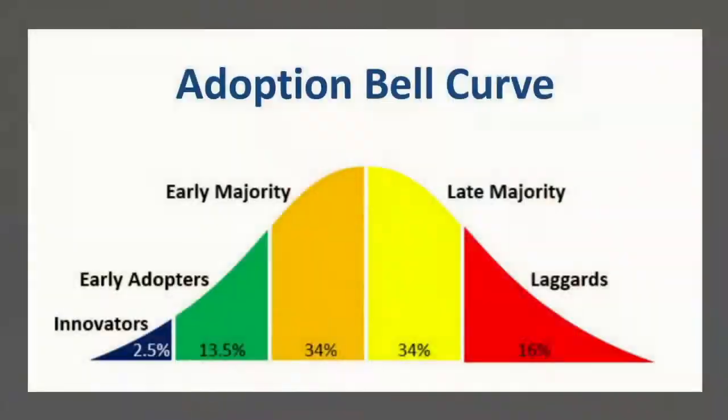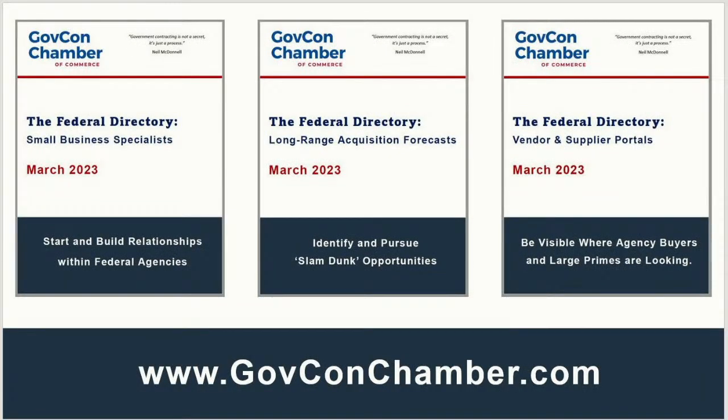One of the things you can keep in mind to get started, if you haven't started, today's the day. I share a bunch of graphs apparently. Right here, go to govconchamber.com and you can find our small business specialist directory, because a lot of us have been putting that together. This directory has over 1,000 names, numbers, and emails of focuses of receptivity within the federal market.